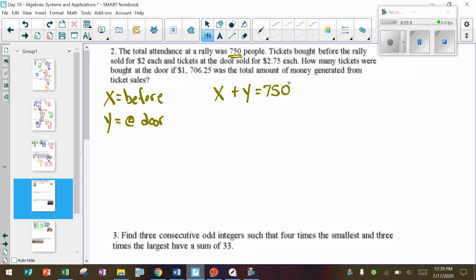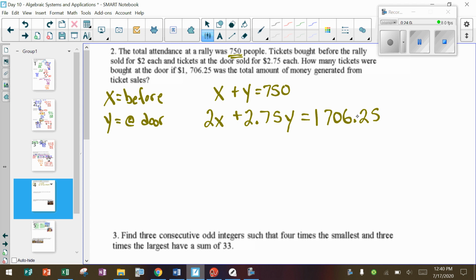So one equation is the number of items. The second equation will be the cost, money. So the tickets that were sold ahead of time were $2 each for a ticket sold ahead of time. And then add to that $2.75 each for the ticket sold at the door. And they generated a total of $1,706.25 in money. There's your two equations.